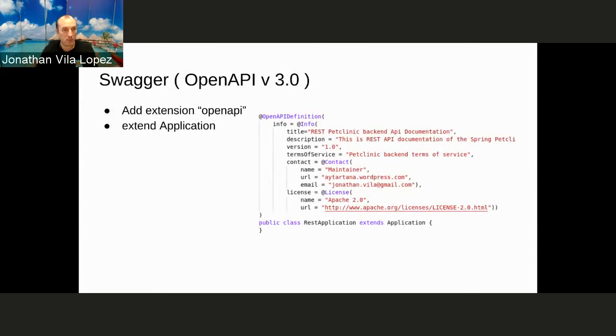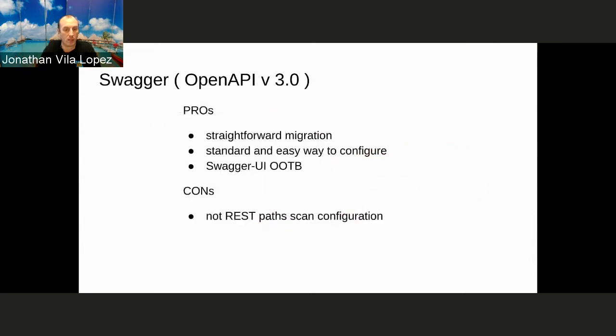About Swagger, simply add the OpenAPI extension, and you will have your Swagger generated for all the endpoints. And if you add the OpenAPI definition annotation, then you can tweak the global information. The only drawback that I found is that in Spring, you can define which are the paths to be scanned for controllers in order to put the information in Swagger, so you can hide some endpoints. But with Quarkus, I simply didn't find a way to do it.